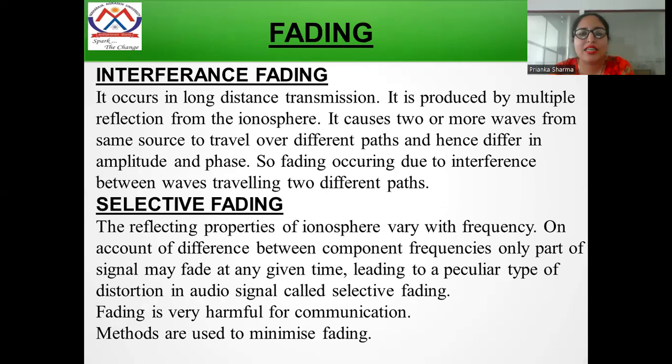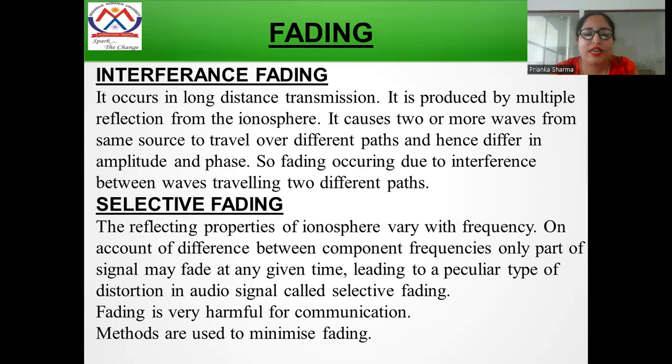Interference fading. It occurs in long distance transmission. It is produced by the reflection from the ionosphere. It causes two or more waves from the same source to travel over different paths and hence differ in their amplitude and phase. So when these different waves superimpose on each other, interference occurs and leads to fading. This type of fading is known as interference fading.